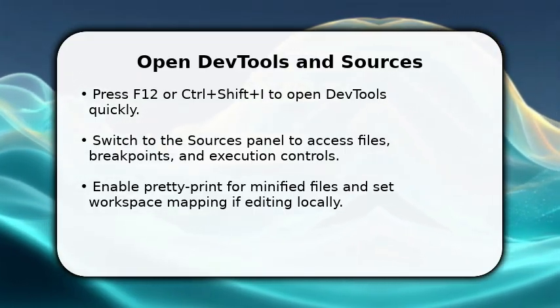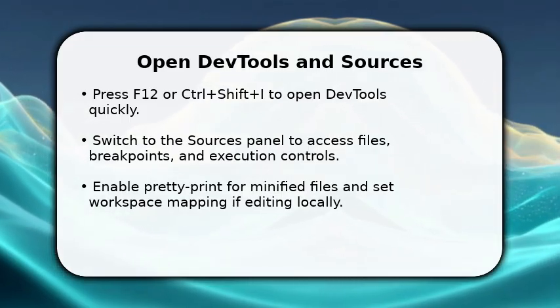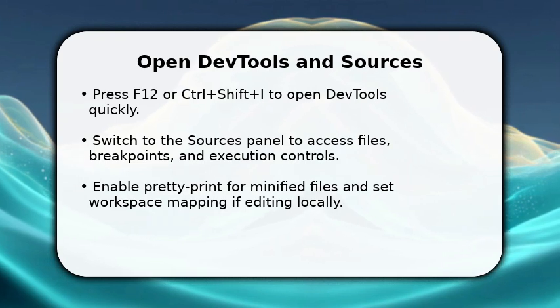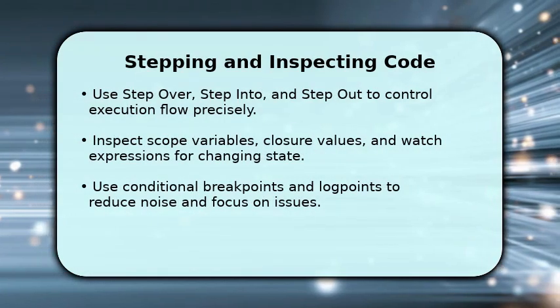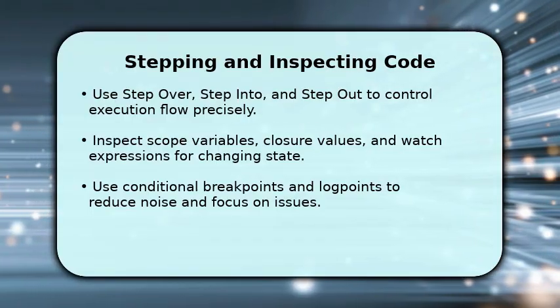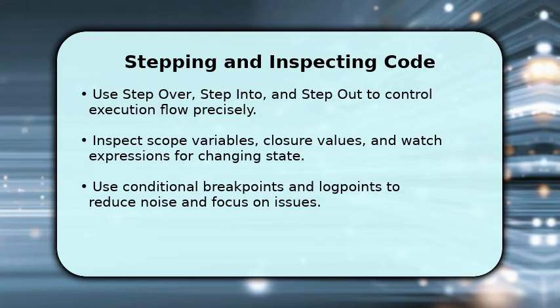Now set an initial breakpoint on the line you suspect. This first action pauses execution, so you can inspect scope and variables without hunting through logs. Once paused at a breakpoint, you control flow with step over, step into, and step out to observe how values change and which functions run.